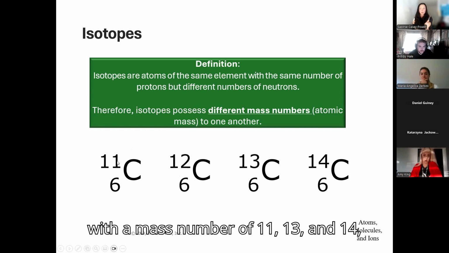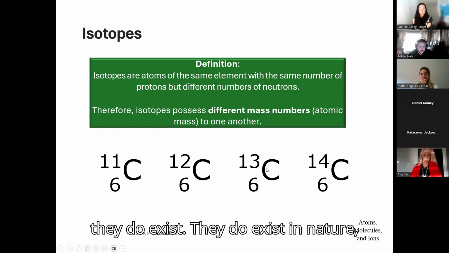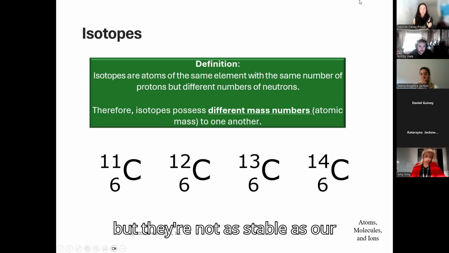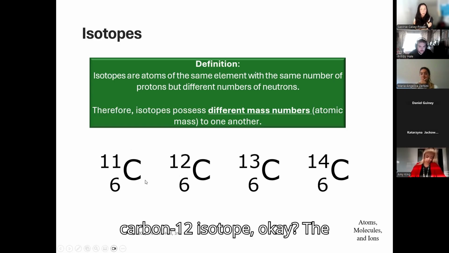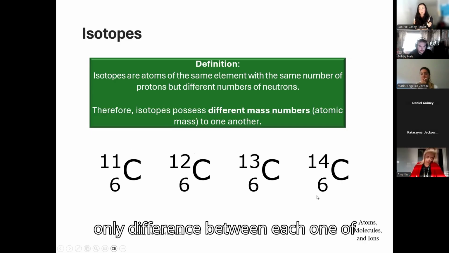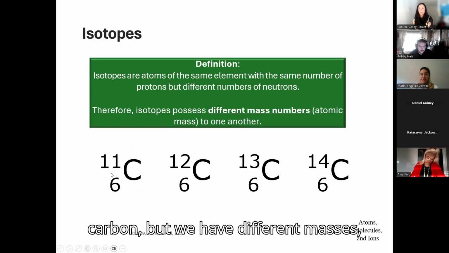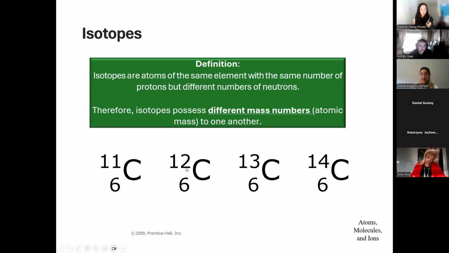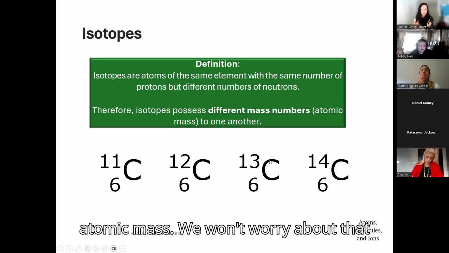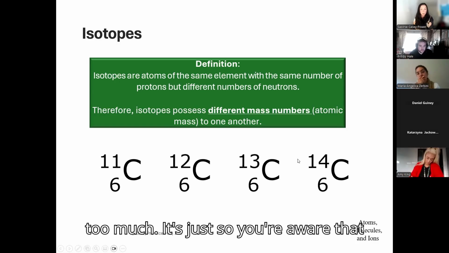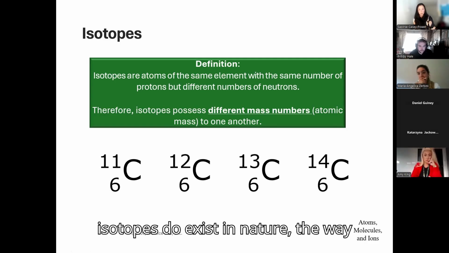Carbons with a mass number of 11, 13, and 14 do exist in nature, but they're not as stable as our carbon-12 isotope. The only difference between each one of these, and you'll see it, is that the atomic numbers are all the same. It's still carbon, but we have different masses. So they each weigh a different atomic mass. We won't worry about that too much. It's just so you're aware that isotopes do exist in nature.